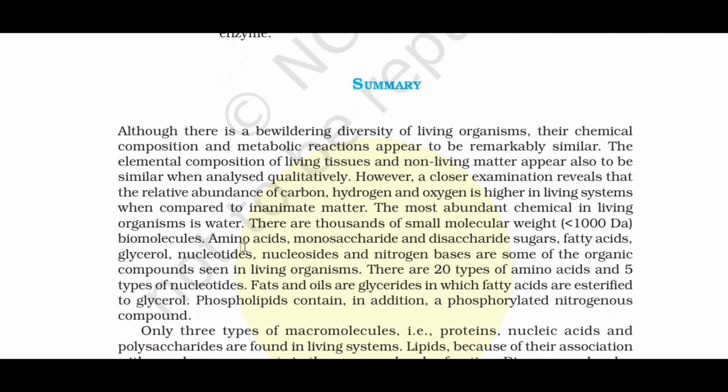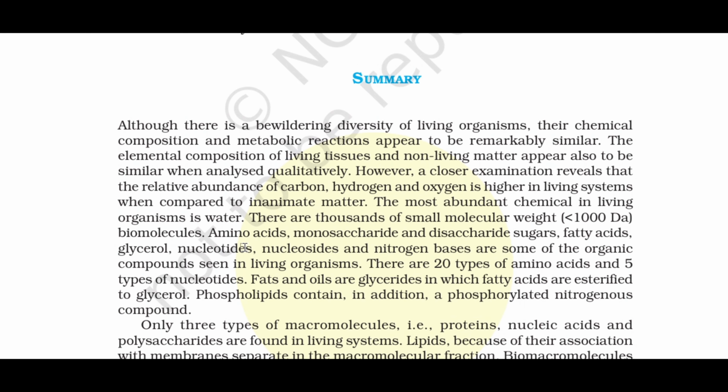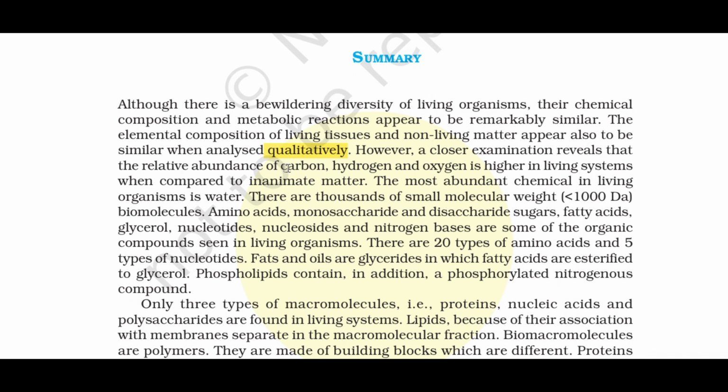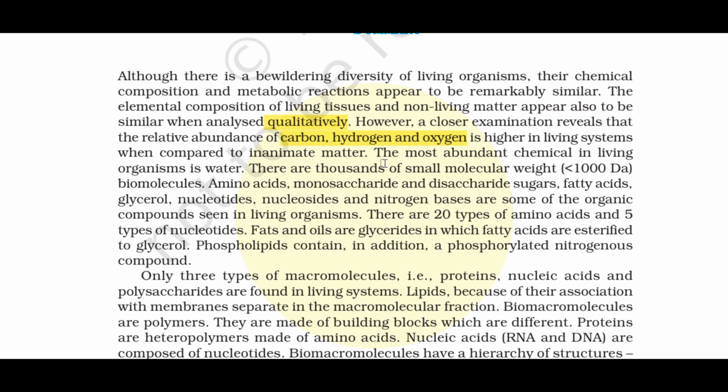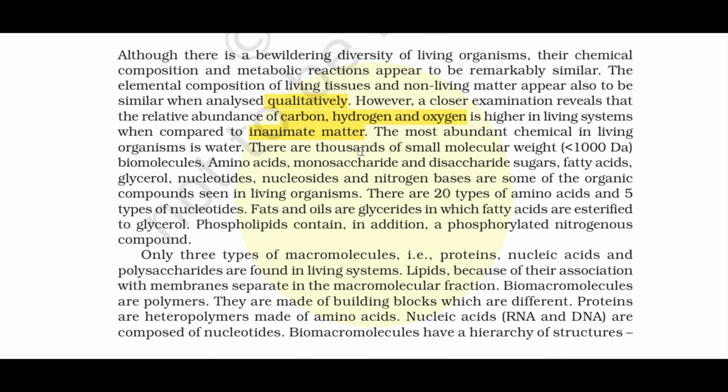Summary. Although there is a bewildering diversity of living organisms, their chemical composition and metabolic reactions appear to be remarkably similar. The elemental composition of living tissues and non-living matter appears also to be similar when analyzed qualitatively. However, a closer examination reveals that the relative abundance of carbon, hydrogen, and oxygen is higher in living systems when compared to inanimate matter. The most abundant chemical in living organisms is water.